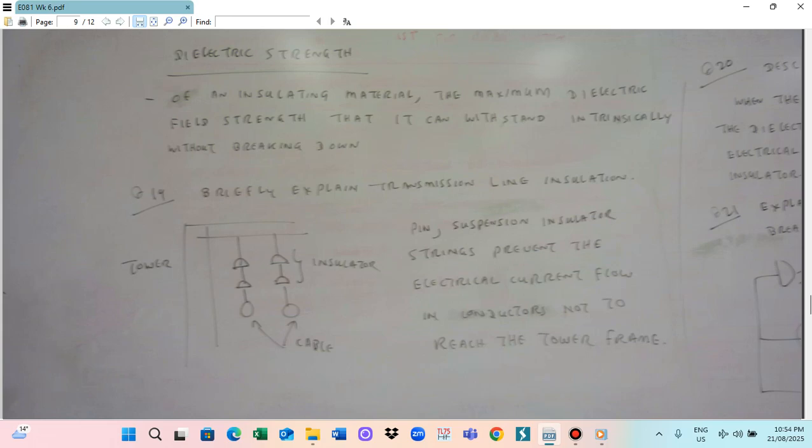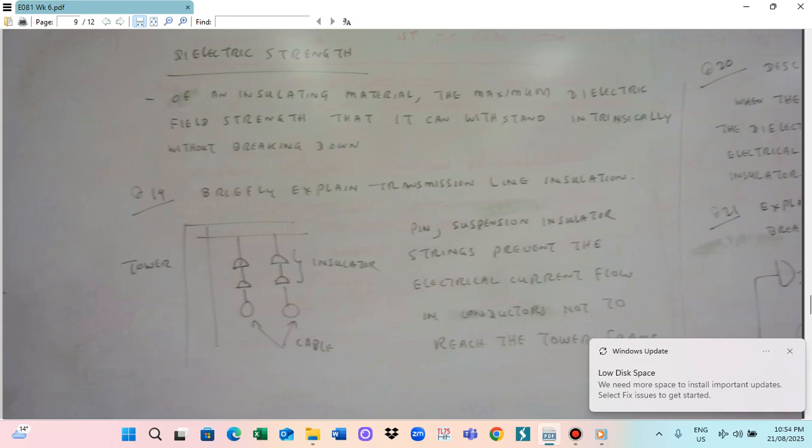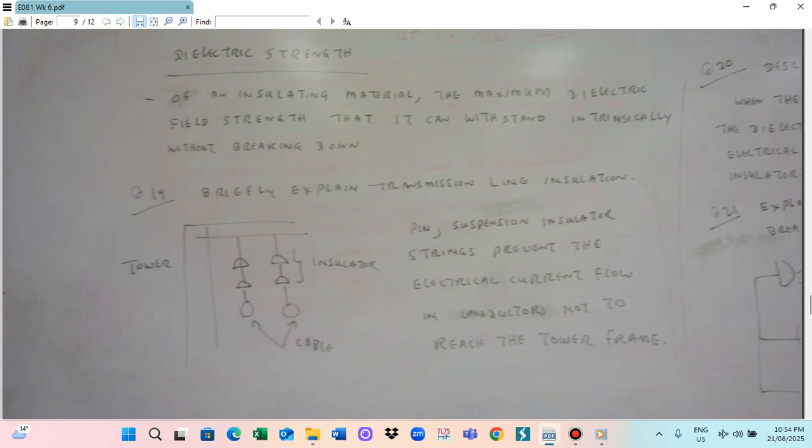The pin and the suspension insulator strings prevent the electrical current flowing in the conductor from reaching the tower frame. So this is the transmission line insulator definition.